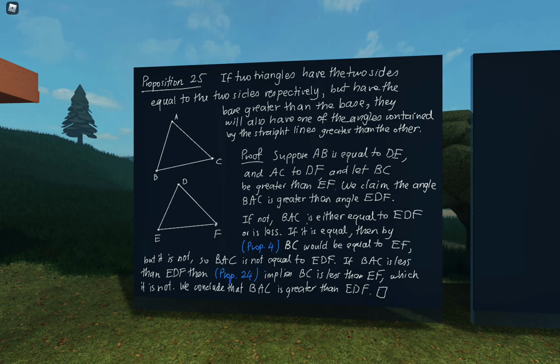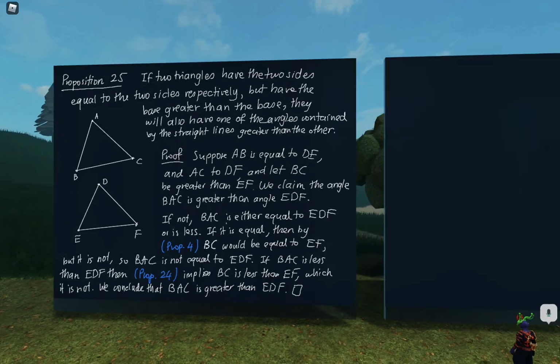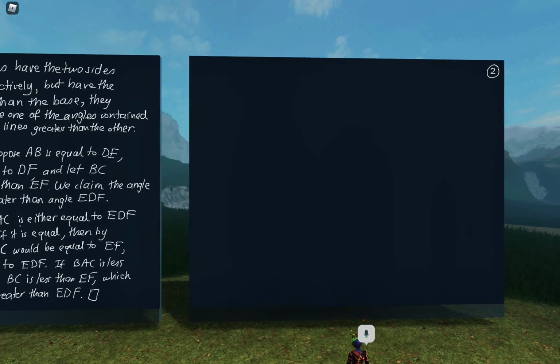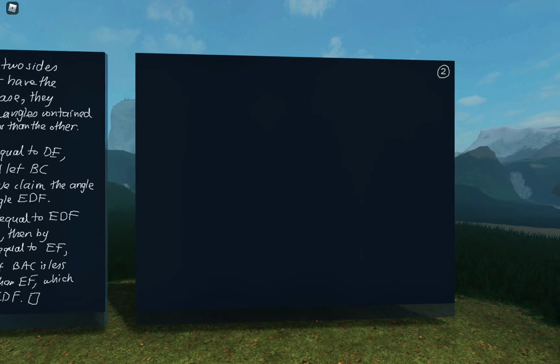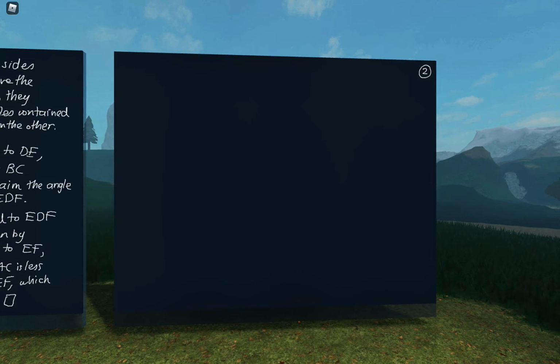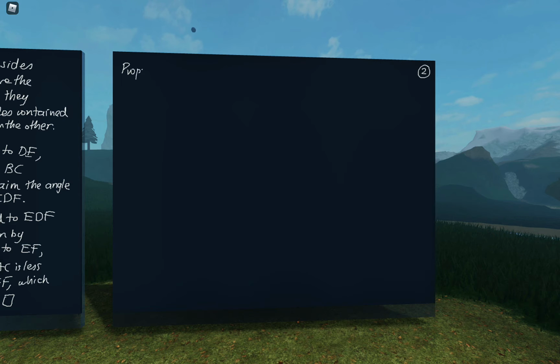Okay, so let's move on to the next board and proposition 26. So I wouldn't say these two propositions are very interesting. They're just filling in kind of obvious consequences. Proposition 26 is kind of long, but not very interesting, unfortunately. Alright, so what it says is the following. If two triangles, maybe I'll draw them first.